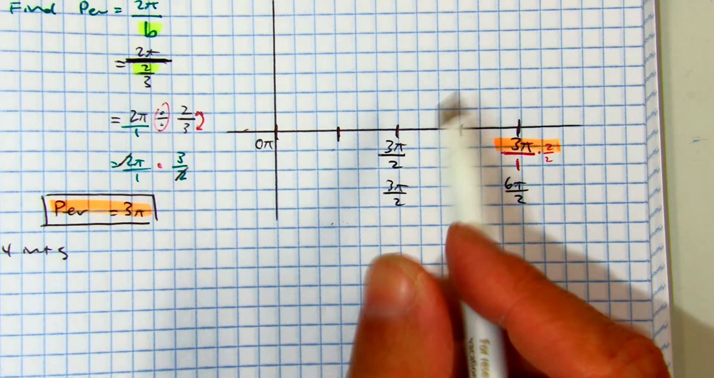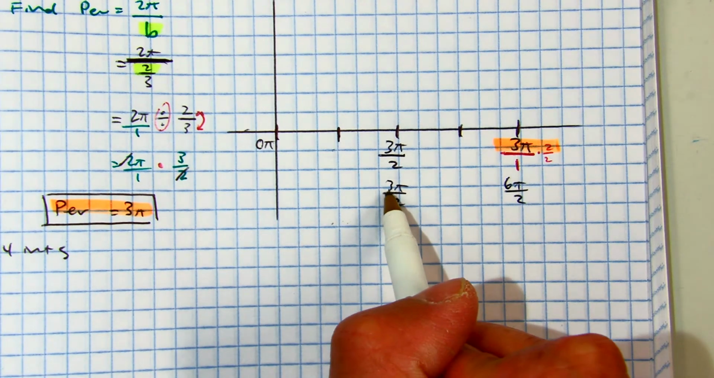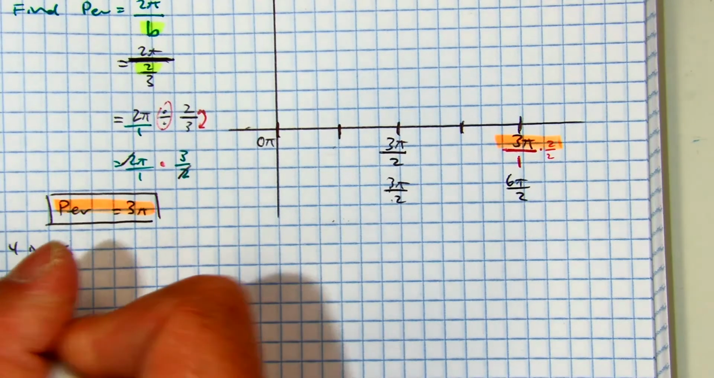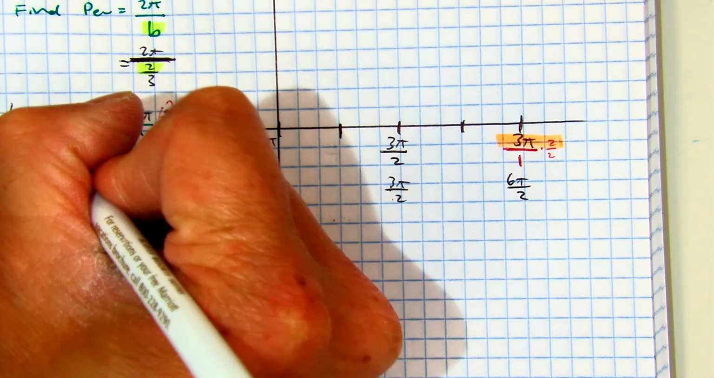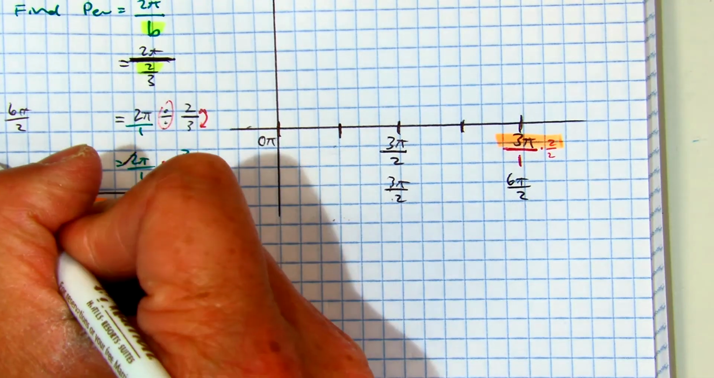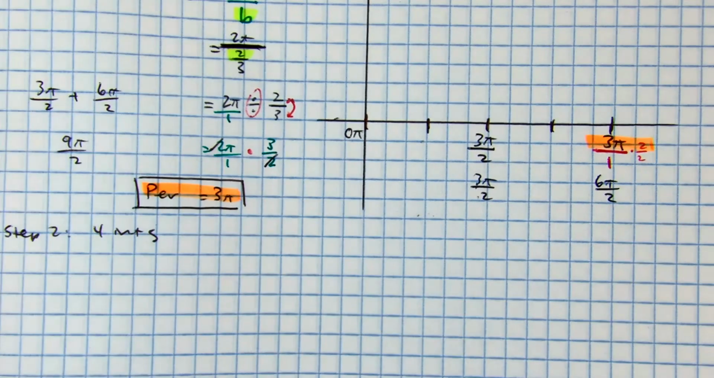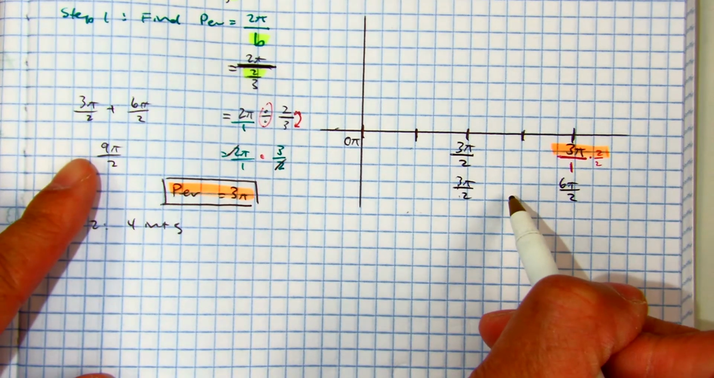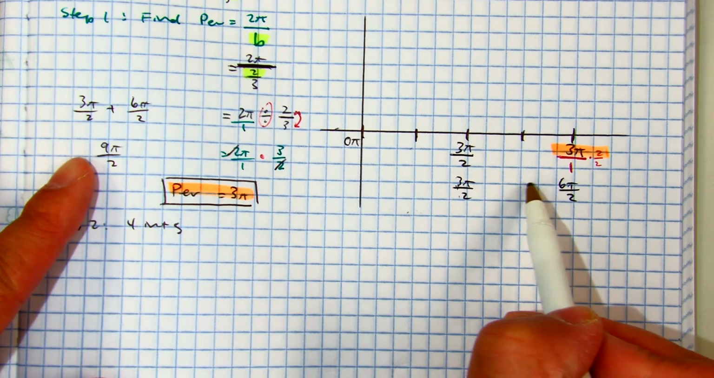Okay. You have to pay attention now, okay? 3 pi over 2 plus 6 pi over 2 is what? 9 pi over 2? But pay attention. You can't just put 9 pi over 2 here. Does this make sense? Look, 3, 4, 5, 6 pi over 2. And 9 pi over 2 is way over here.